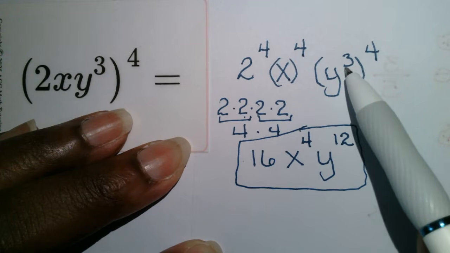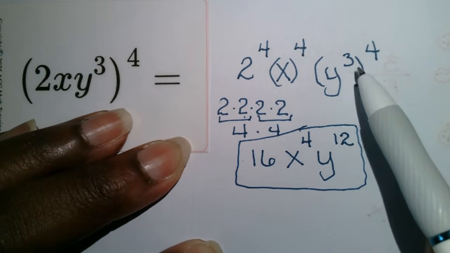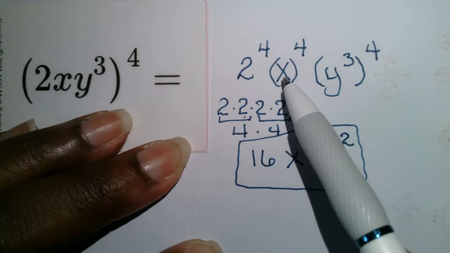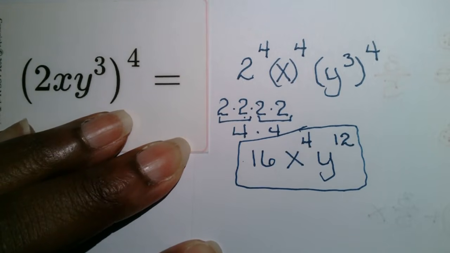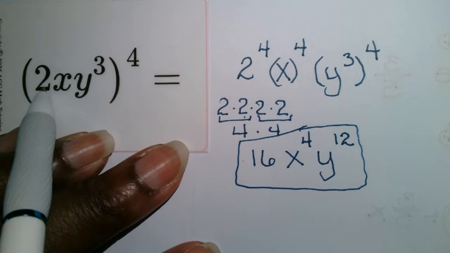So you're not adding these exponents. When you see a power to a power, or exponent to an exponent being separated by a parenthesis, you multiply them. Okay? And then this x had a 1 for an exponent.